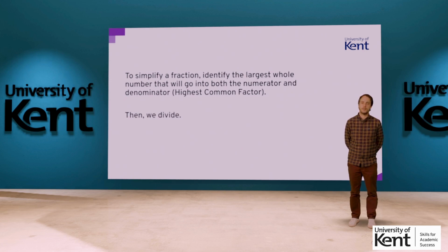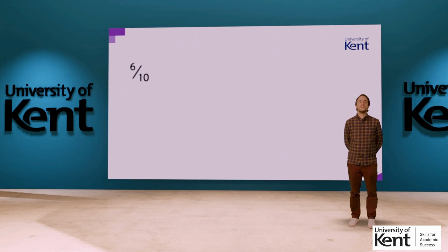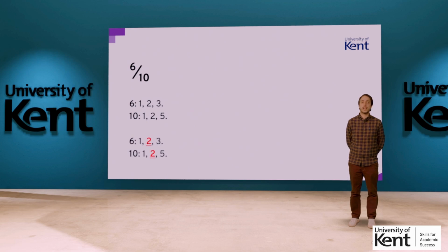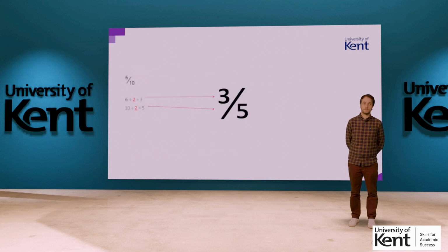So let's take an example. In the case of this fraction of 6/10, we would list all the numbers that can go into both 6 and 10. And we would then identify the highest common factor. In the case of 6/10, that number is 2.